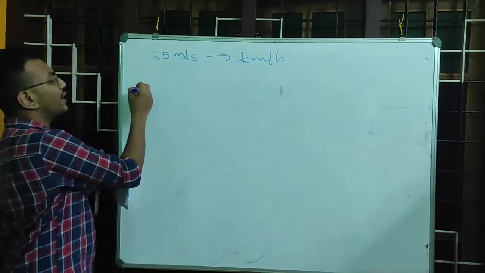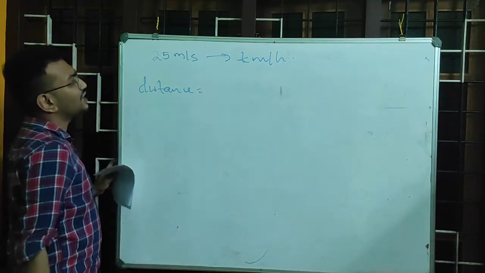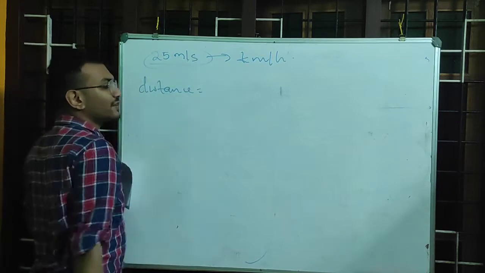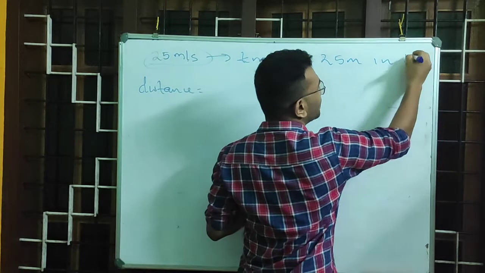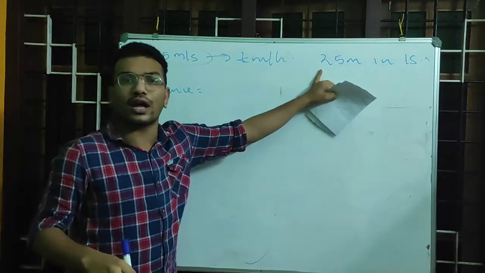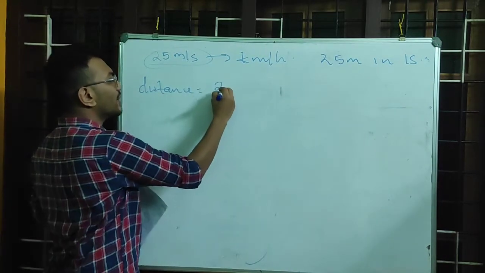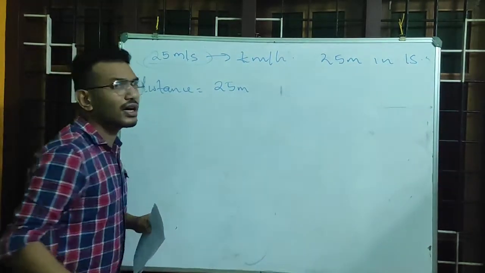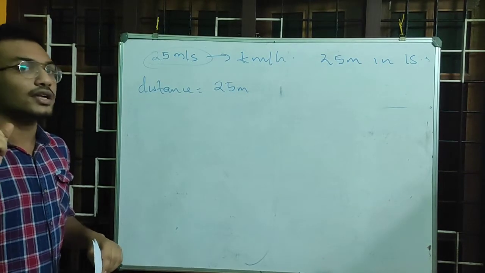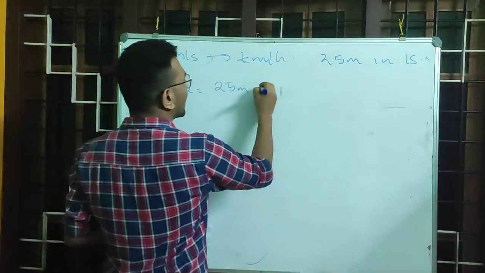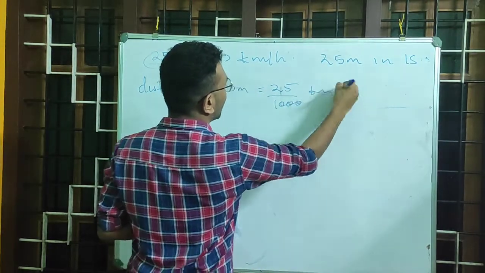Let's write in the same way. First, let's write the distance. As we know, 25 meter per second means it can travel 25 meters in 1 second. So distance covered is 25 meter. How would you convert meter to kilometer? Divide by 1000, isn't it? So that is 25 divided by 1000, in kilometers.